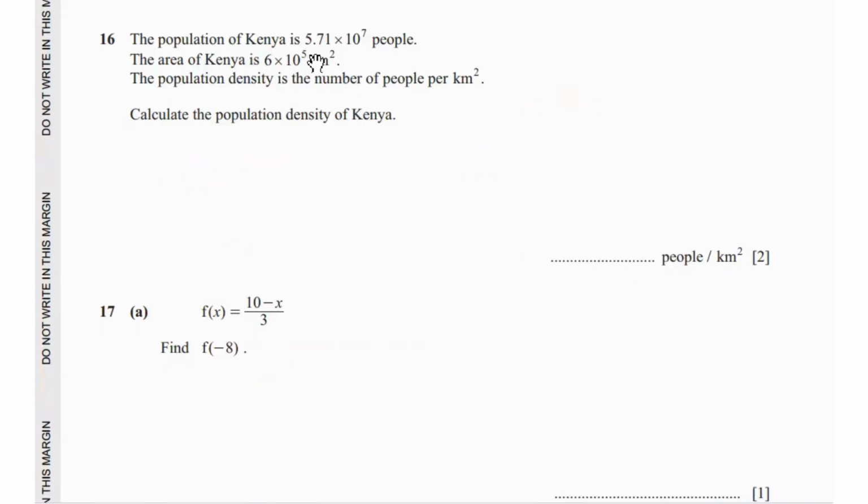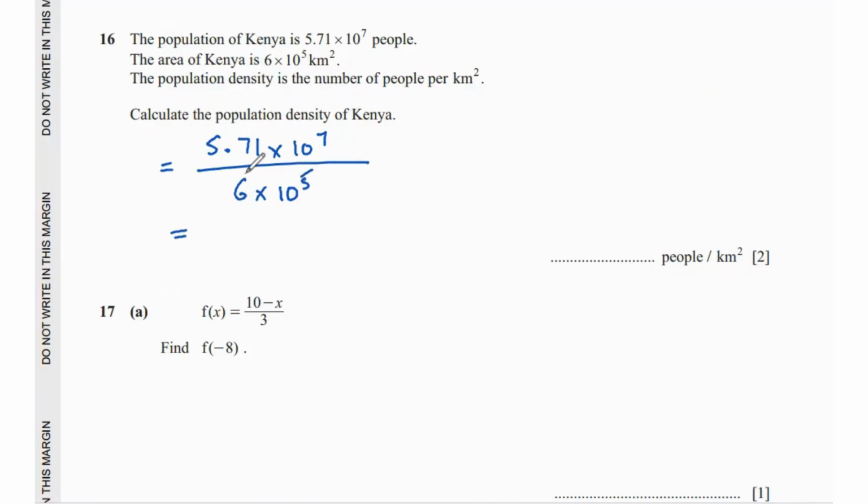And the population of Kenya is 5.71 times 10 to the power of 7 people. The area of Kenya is 6 times 10 to the power of 5 kilometers square. The population density is the number of people per kilometer square. Calculate the population density of Kenya. So we divide the number of people, which is 5.71 times 10 to the power of 7, by the area, which is 6 times 10 to the power of 5.